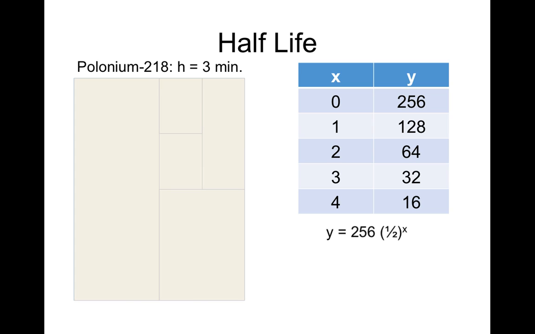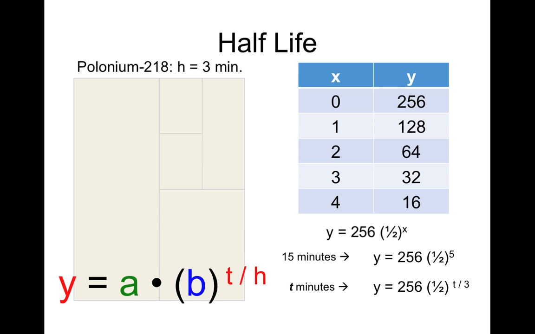So think about this. If we want to know how much is remaining after 15 minutes, well, 15 minutes is 5 half-lives because a half-life is 3 minutes. We need to take the 15 and divide it by 3. If we want to know how much remains after t minutes, we'll have to take whatever t is and divide it by 3 to get the number of half-lives. So in general, our half-life equation looks like this. We want our exponent to be the number of half-lives, so we need to take the amount of time and divide it by the half-life of the isotope.